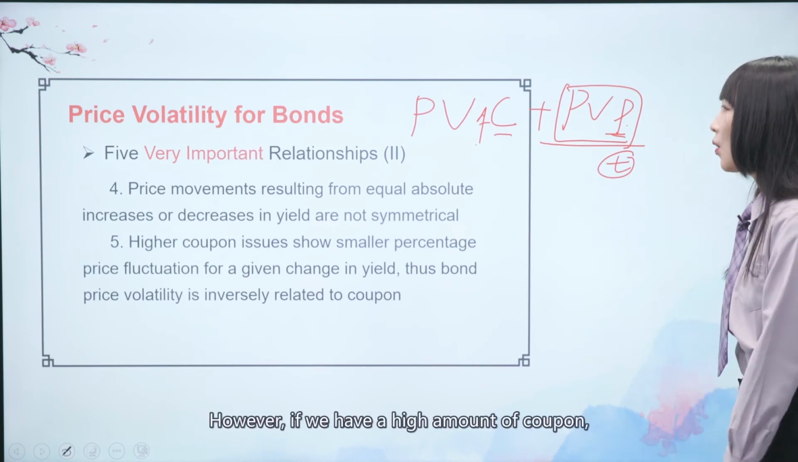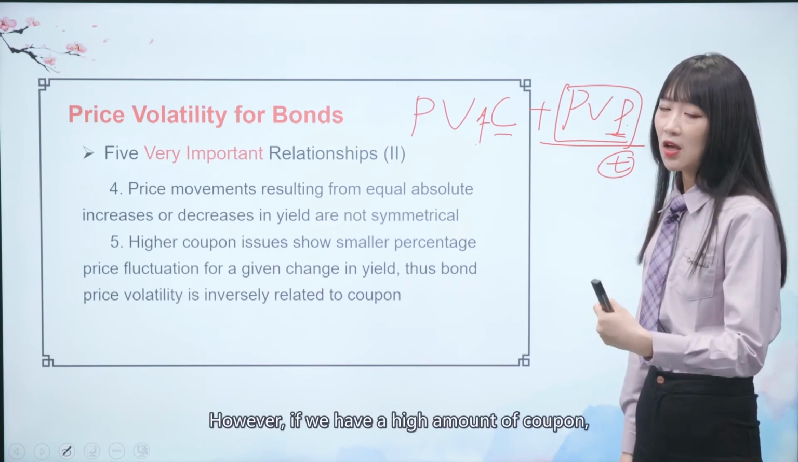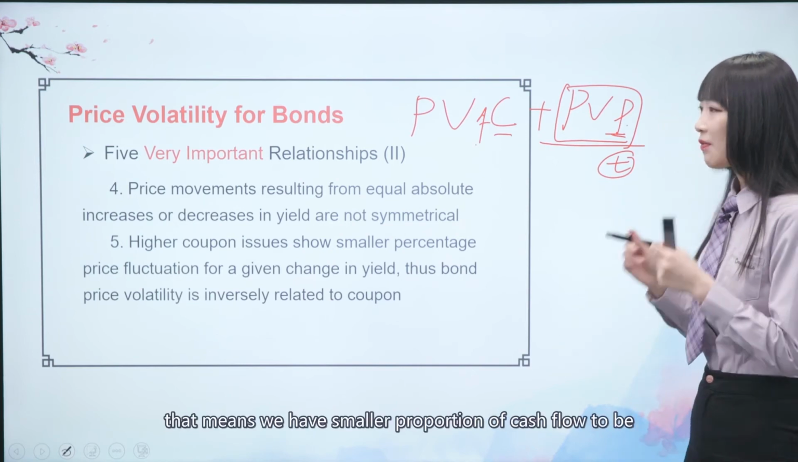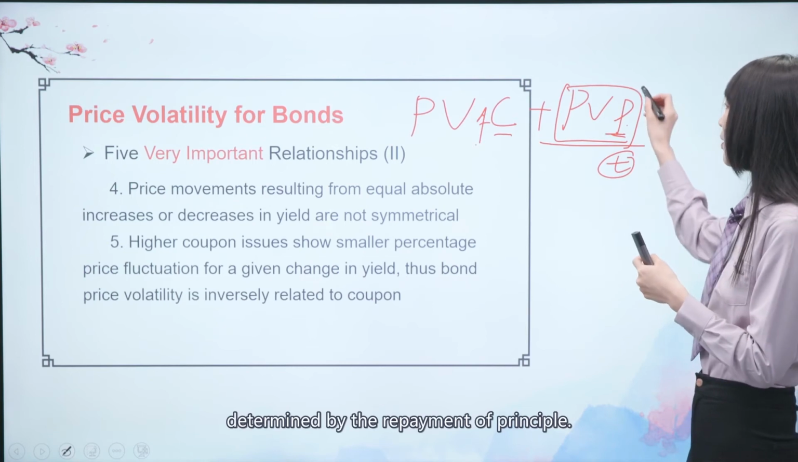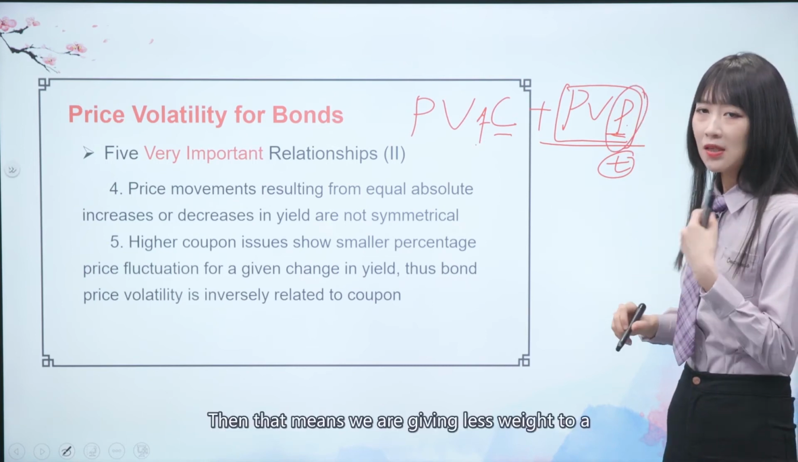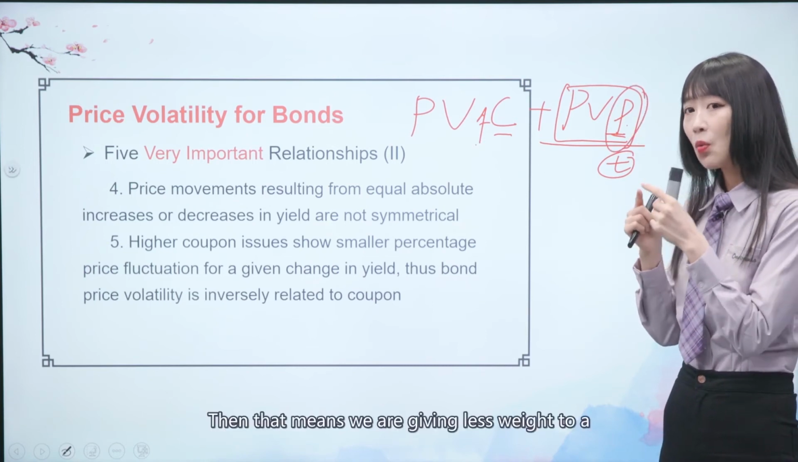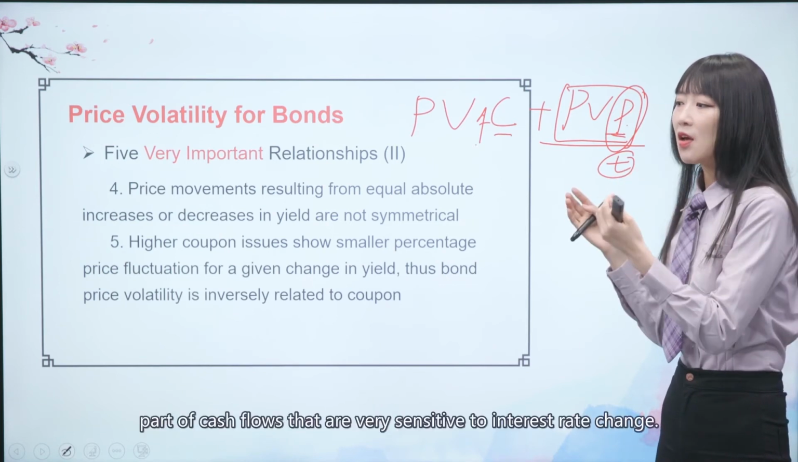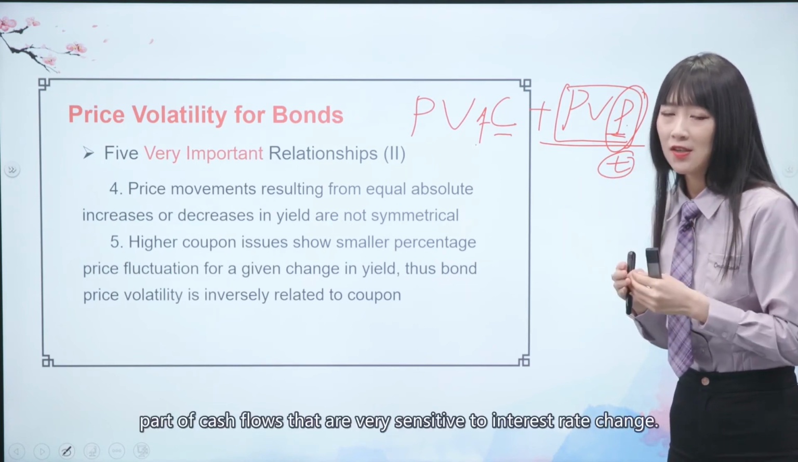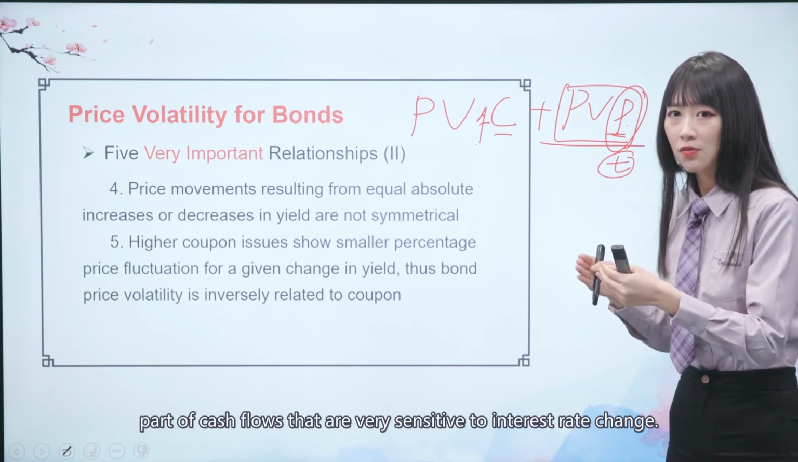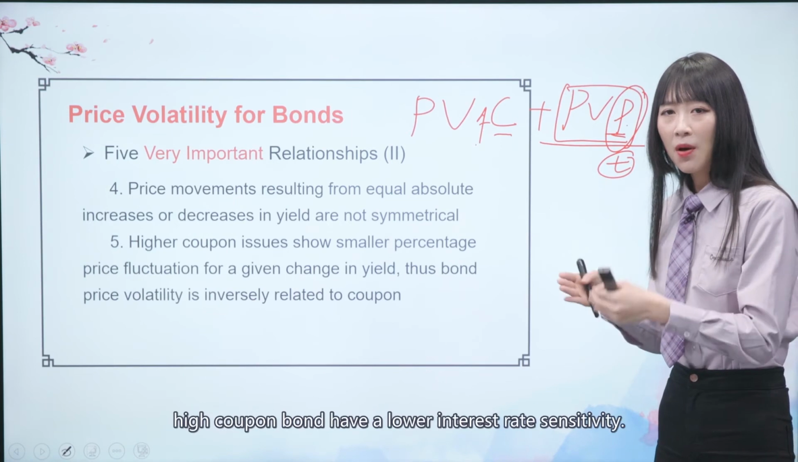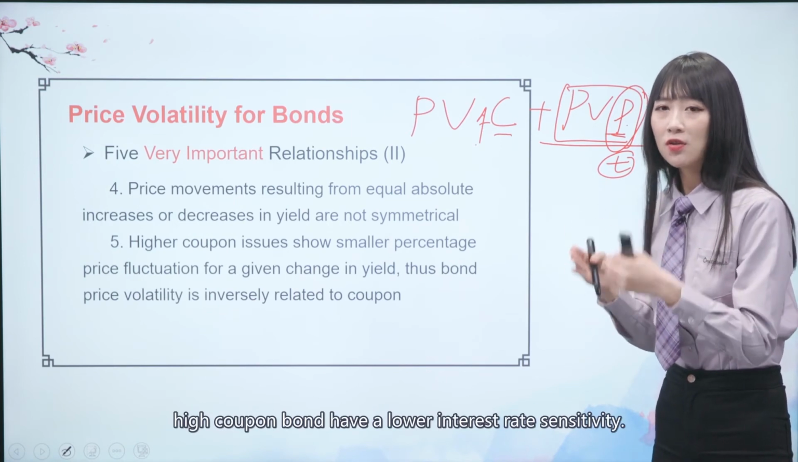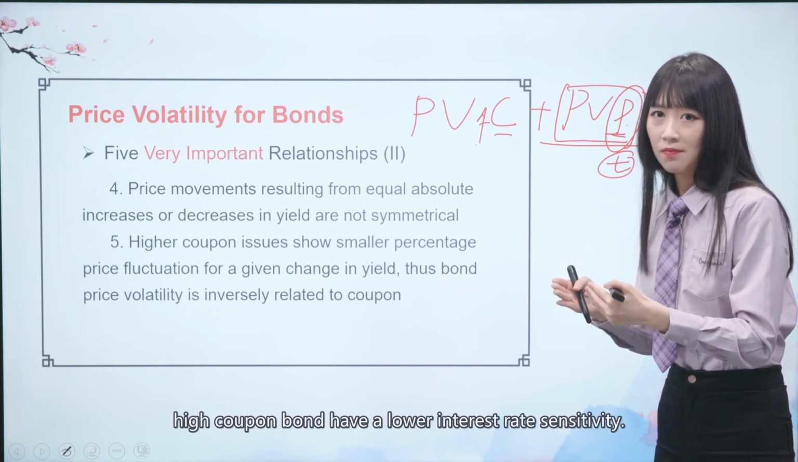However, if we have a high amount of coupon, that means we have a smaller proportion of cash flow to be determined by the repayment of principal. Then that means we are giving less weight to a part of cash flow that is very sensitive to interest rate change. So that's the coupon effect of the bond. High coupon bonds have a lower interest rate sensitivity.